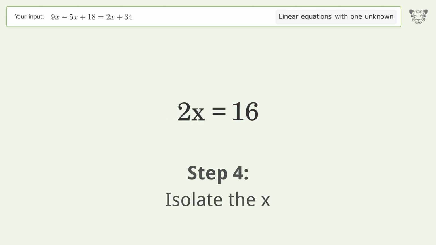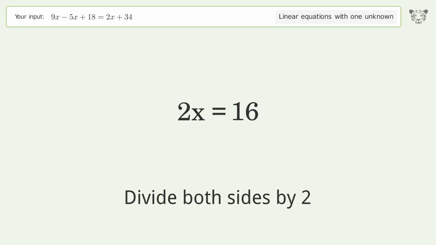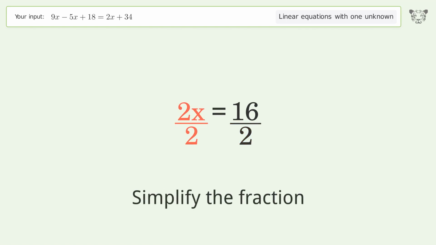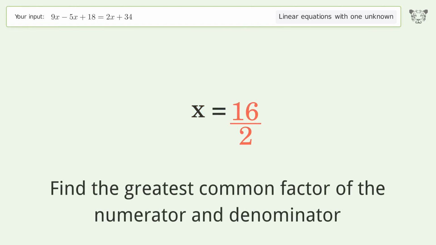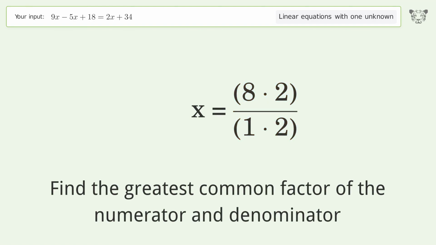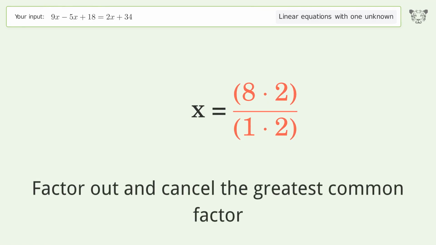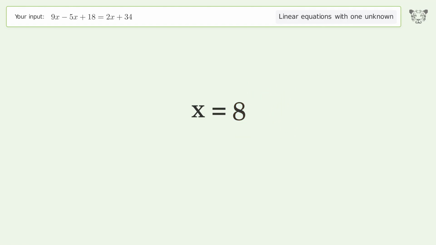Isolate the x. Divide both sides by 2. Simplify the fraction. Find the greatest common factor of the numerator and denominator. Factor out and cancel the greatest common factor. And so the final result is x equals 8.